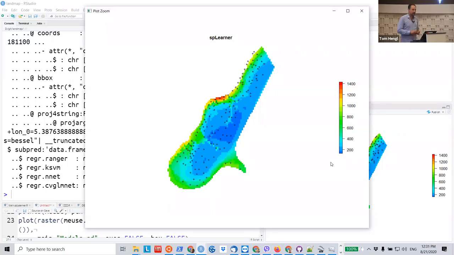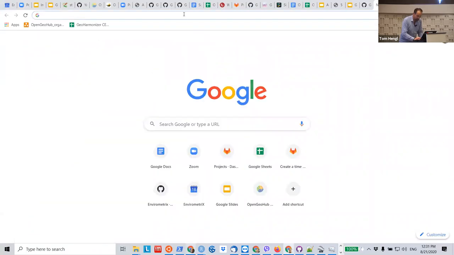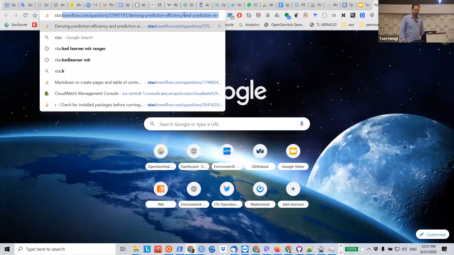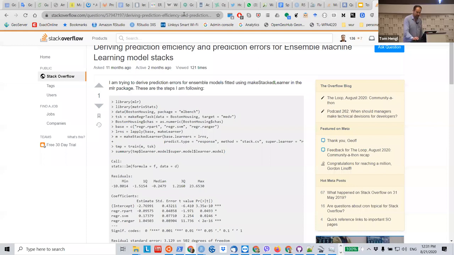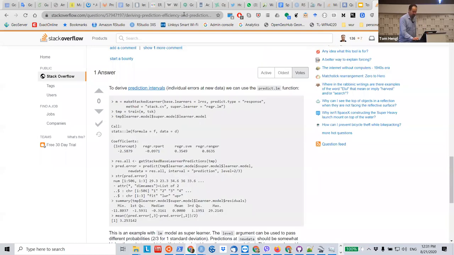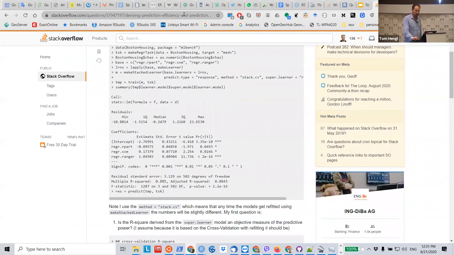It's an open area. And I did post exactly that problem on Stack Exchange. Let me log into my Stack Exchange. So that's this one: how do you derive prediction errors for ensemble machine learning model stacks? And then I went and answered myself, so I'm really lonely here. Please join me. I put it with the example from the package, so it's all documented properly. You don't need any data. You just run the code and let me know what you think. How would you do it?